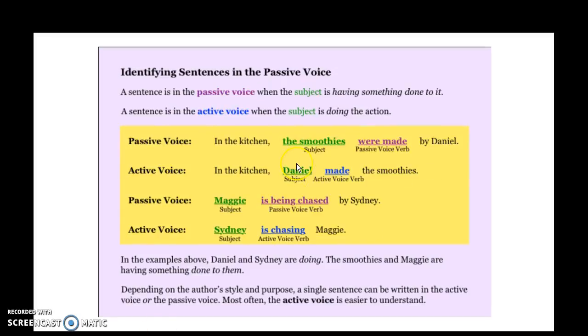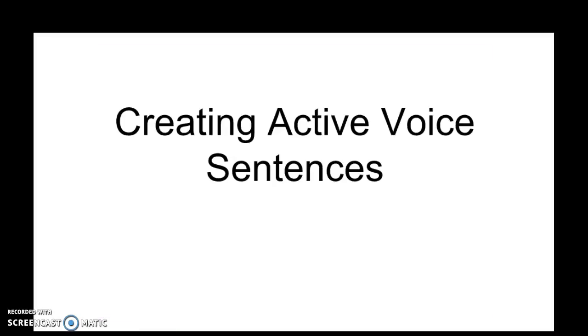Okay? Finally, identifying a sentence in the passive voice. If you look at this, you guys, it's the same exact example, just opposite. Okay? I don't think I need to talk about this. Smoothies are being made by Daniel. Daniel's the one making the smoothies. Daniel made the smoothies. Daniel's the one that's doing the action. Maggie's being chased by Sydney. Sydney's the one doing the chasing. That makes it passive. Sydney's chasing. That's active. Okay?